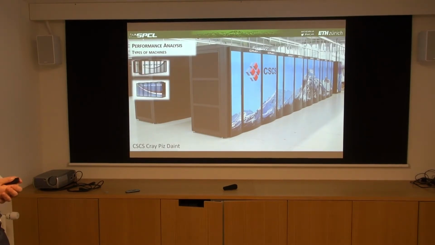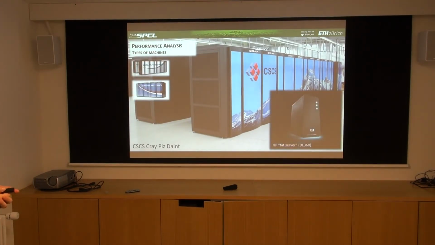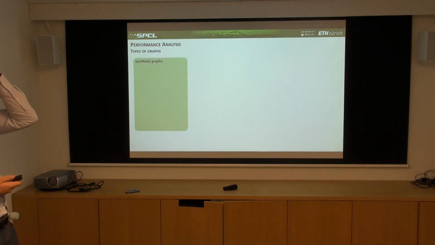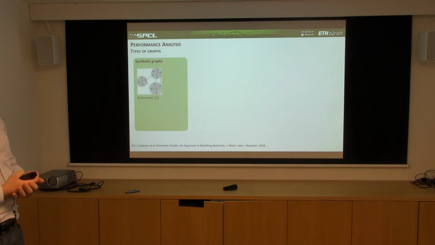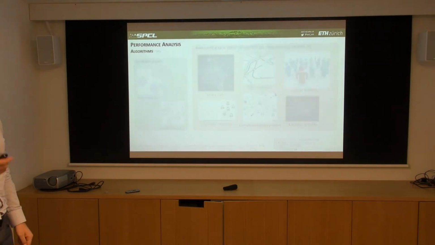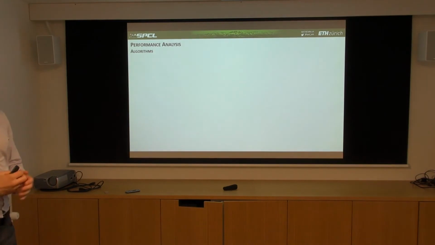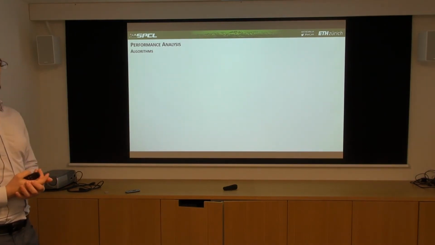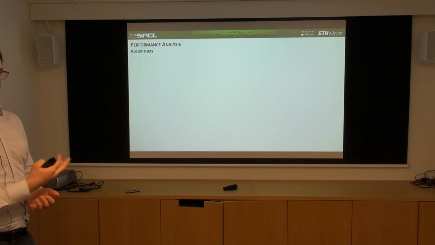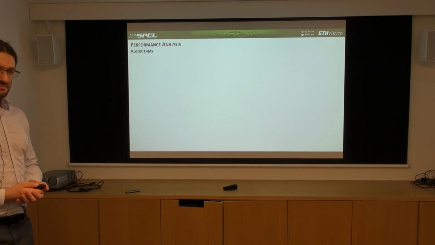So we conducted several experiments on different Cray machines and on a fat HP server. The types of graphs we considered are both synthetic graphs that we again analyzed also in theory, as well as various real-world graphs from SNAP, KONECT, WebGraph, and Emacs datasets. The algorithms we consider, because also the key interest here is to understand what is the impact on the performance of different graph algorithms while compressing these graphs.